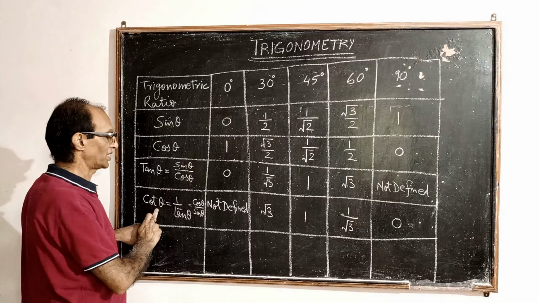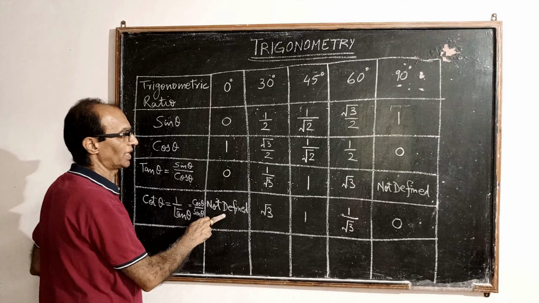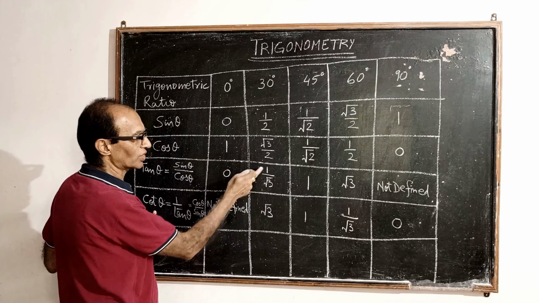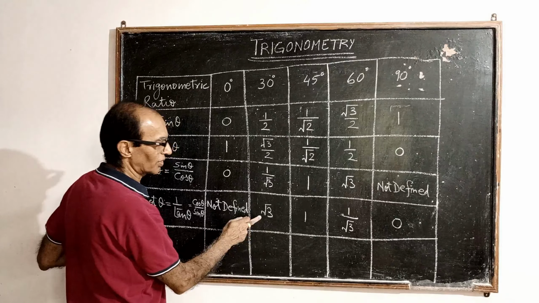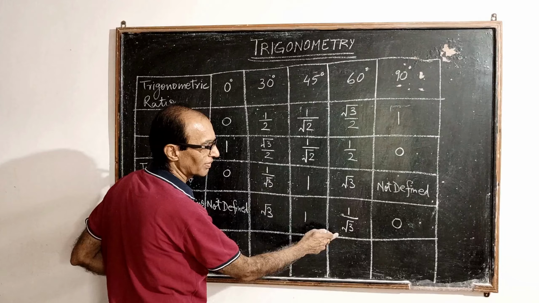Now, here we have cotangent theta, which is just the reverse of tangent theta, that is 1 upon tangent theta, or in other words, this is cos theta divided by sin theta. So cot 0 degrees is not defined because it is 1 divided by 0. Or tangent theta was 0, so 1 upon 0, that is not defined. Then cotangent of 30 degrees is under root 3, taking the inverse of 1 upon under root 3. Cotangent 45 degrees, that is 1 divided by 1, that is 1. And cotangent 60 degrees is 1 divided by under root 3, that comes here.